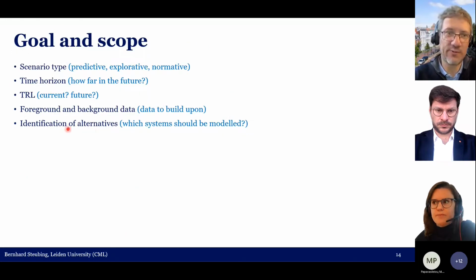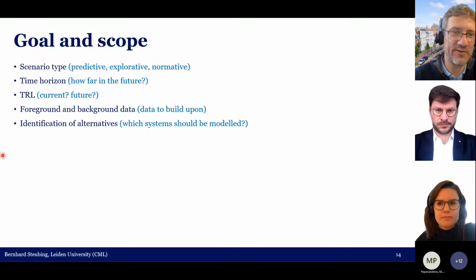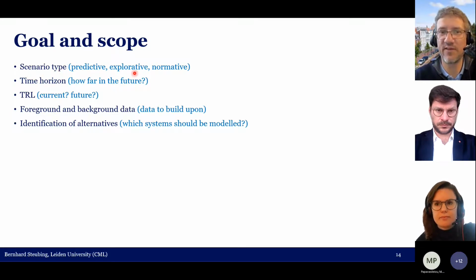Now, what does it do? It's fairly simple on the goal and scope because it's supplementary to the steps that you're doing in goal and scope. So it's not a comprehensive repetition of all the steps in goal and scope, but certain points of attention. The first one is the scenario type. Is the study predictive, explorative, or normative? Predictive is a study trying to assess how the future will be. Explorative is how the future could be, and normative is how the future should be.